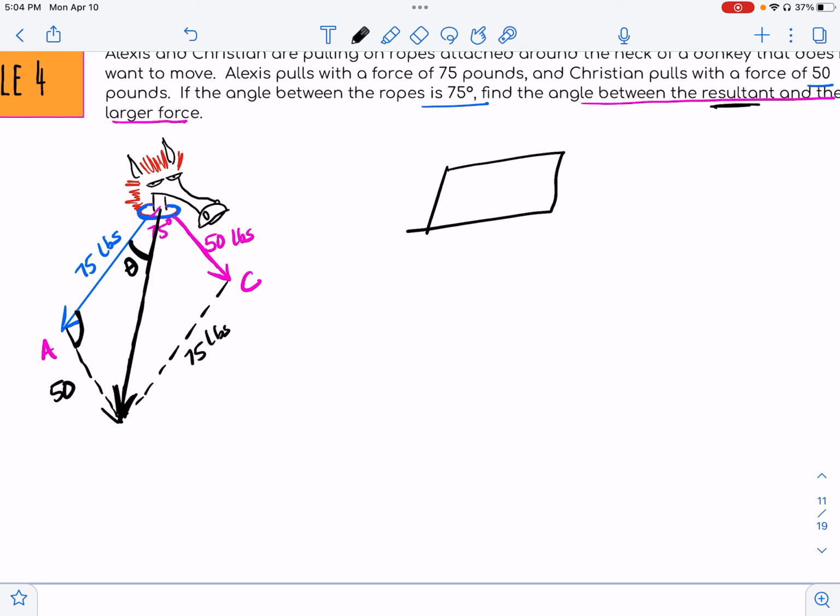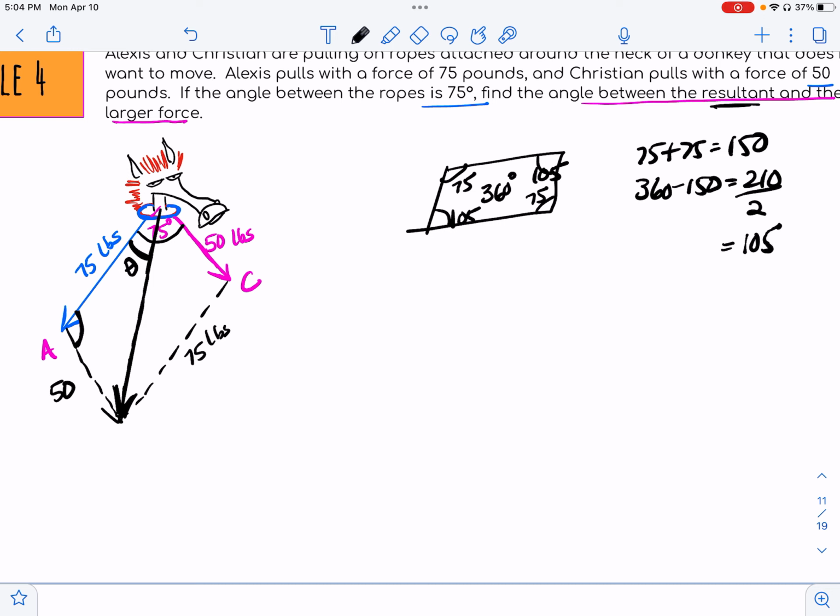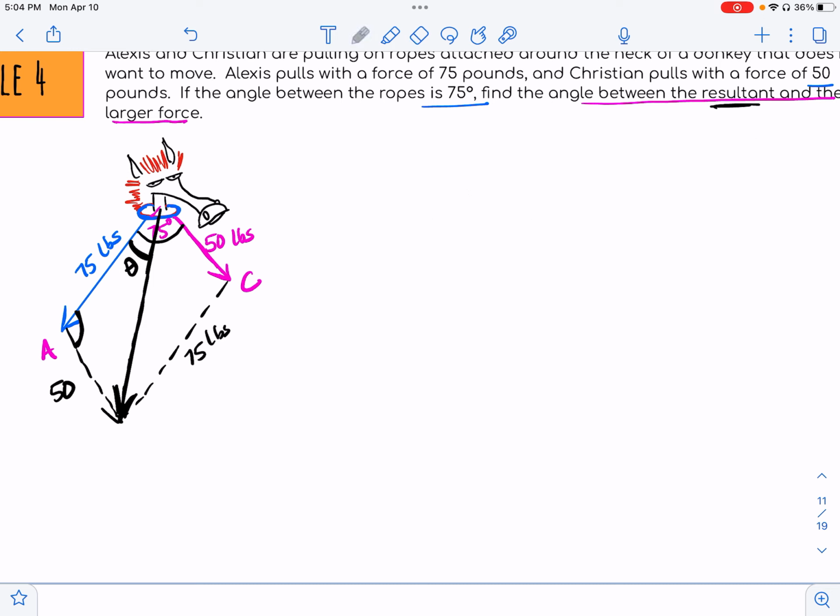In a parallelogram, if this is a 75-degree angle, the one opposite to it is also 75. So if that's 75, this one's also 75, and they add up to 360 degrees, which automatically puts these two at 105 and 105. Because 75 plus 75 is 150, and 360 minus 150 would be 210, and then divide that by 2 because they're both going to be equal, 105. So I technically do know that angle in between. It's a 105-degree angle. So I'm going to use the law of cosines to find the resultant vector.